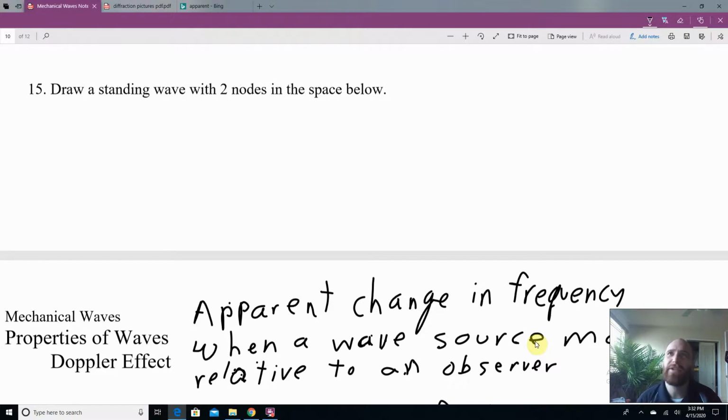Which makes sense, because imagine that car was just in your driveway, honking the horn over and over again. Would you hear that sound effect? No, because it's not moving. You just hear that same pitch or that same noise from the car over and over again. So again, it's caused by this motion, and the word we have for that is the Doppler effect.